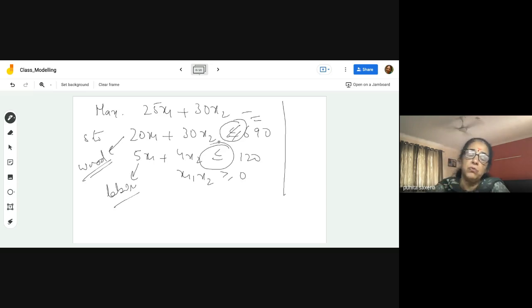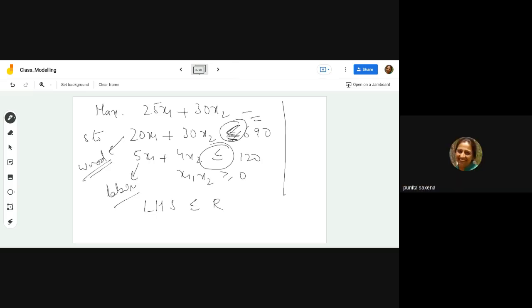Okay, so what we can do here is, now see, if I have a less than or equal to sign here, that means what? That means basically your left hand side is somewhat less than or equal to your right hand side. Okay? This is the thing. Now to convert this inequation into an equation, what should be done? We must add something on the left hand side, some variable.